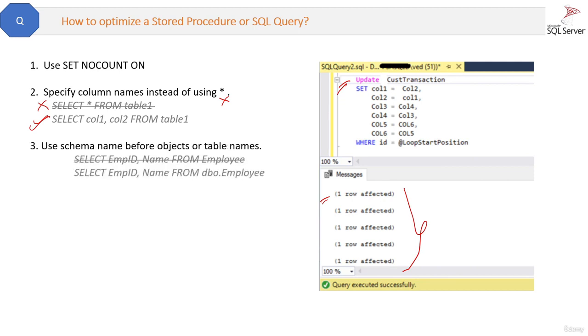The next thing for performance improvement is to use the schema name before the object or table names. See here I used dbo, which is the schema name. If you have multiple databases, then use the database name instead of dbo. That will improve performance. Otherwise, the query will first try to find the right database, which is again performance heavy.